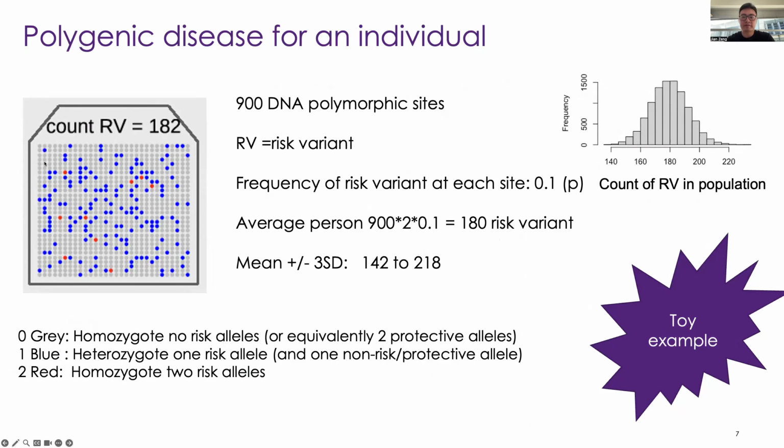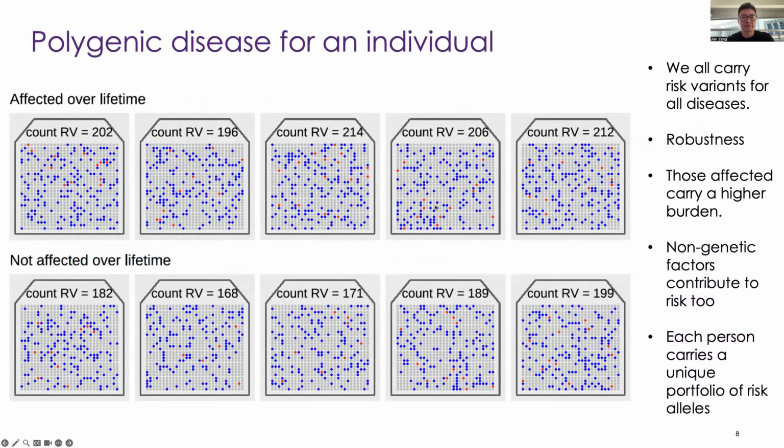We have 30 rows by 30 columns, and each cell is the genotype or allele count for the site. Gray means homozygote of no risk alleles, blue is heterozygote of one risk allele, and red is two risk alleles. In the population, some people carry fewer and some people carry more risk alleles. This variation is what we are going to explore in polygenic prediction. Next, we are going to simulate the genetic profile for disease individuals and healthy individuals.